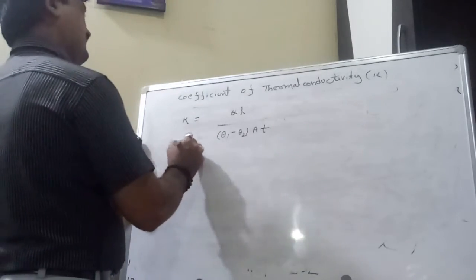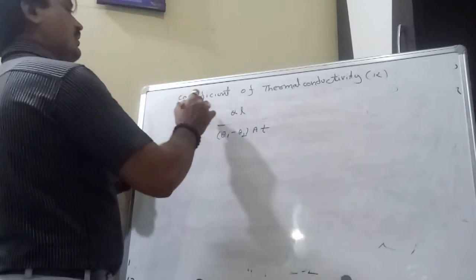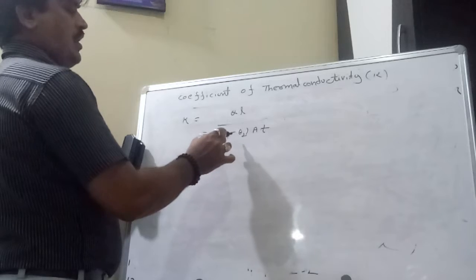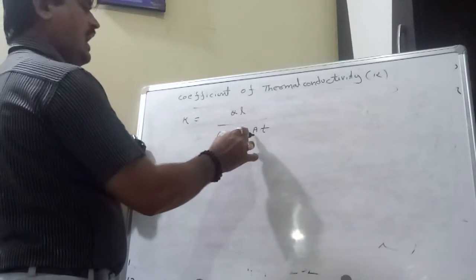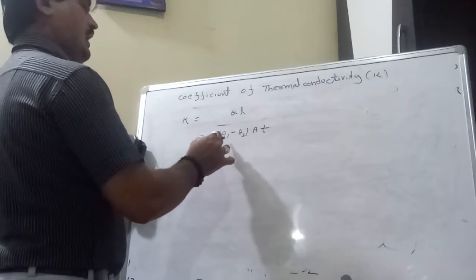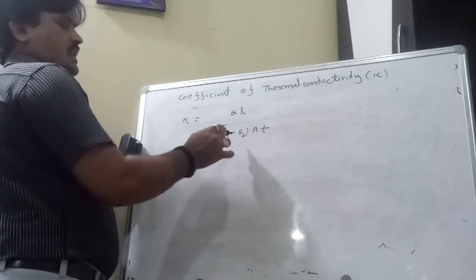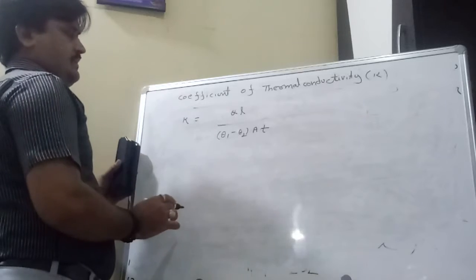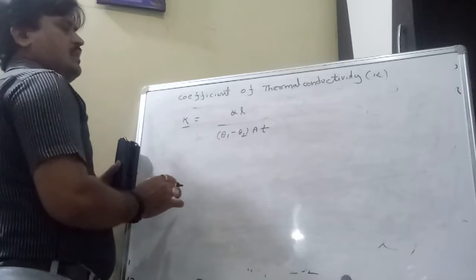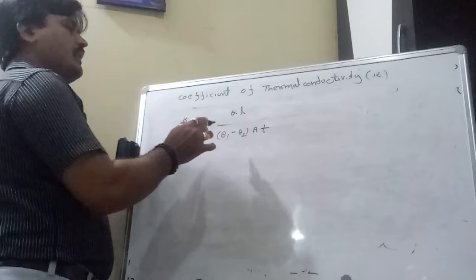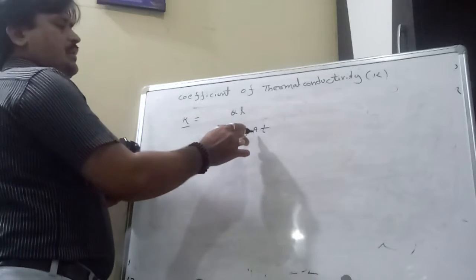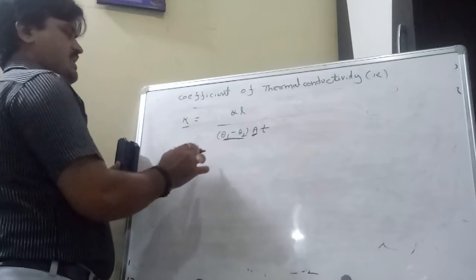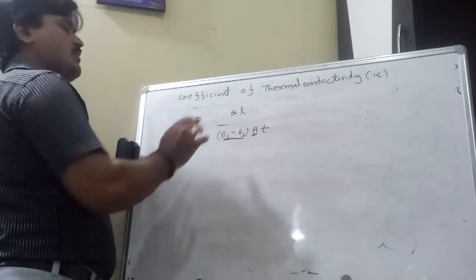The coefficient of thermal conductivity is defined as the flow of heat per unit area per unit temperature gradient at steady state. That is called the coefficient of thermal conductivity.